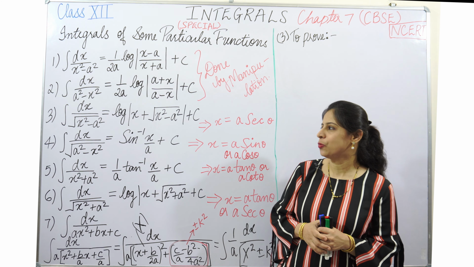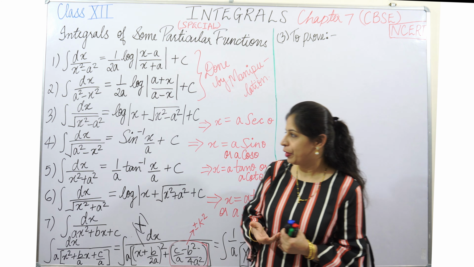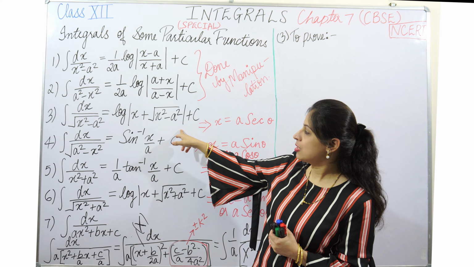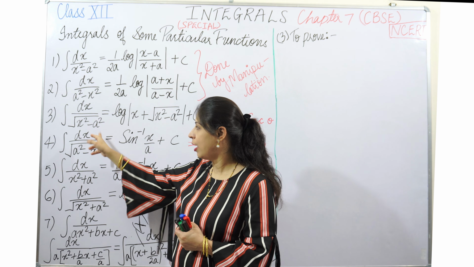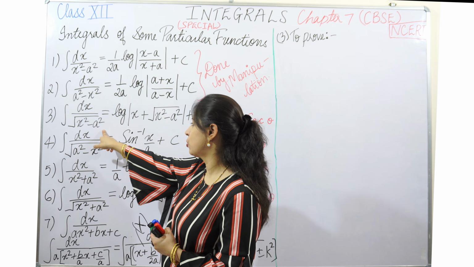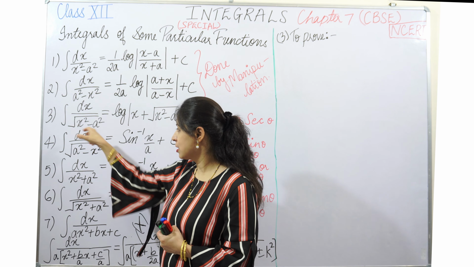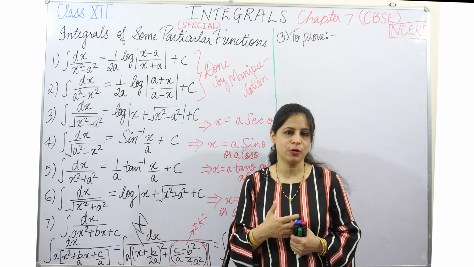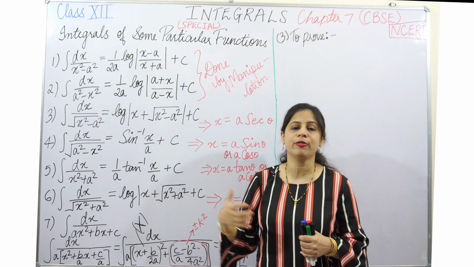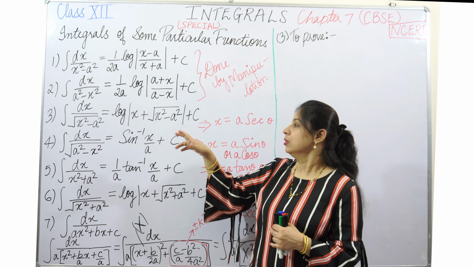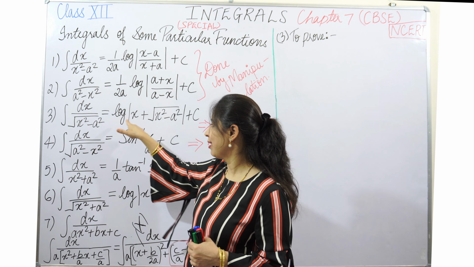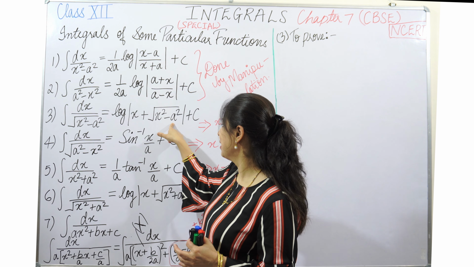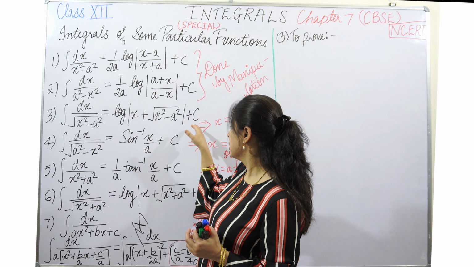So let us start with the integration proving of another special function. The function is the integration of 1 upon under root x square minus a square dx. So this is also yet another special function. The integration of this function is typical, but the solution is written over here. It is log x plus under root x square plus a square plus c.